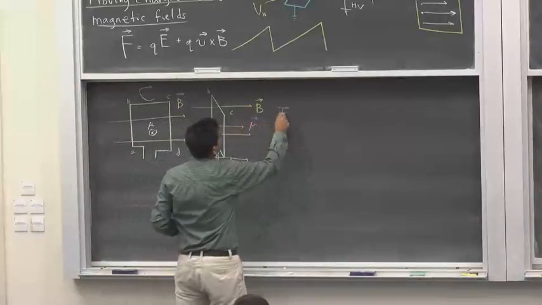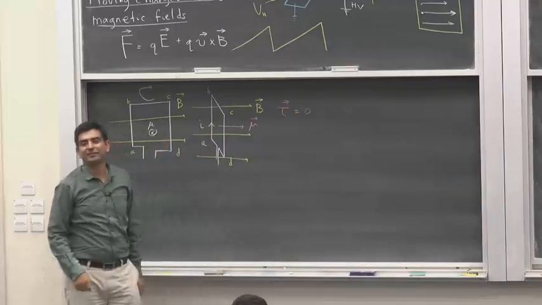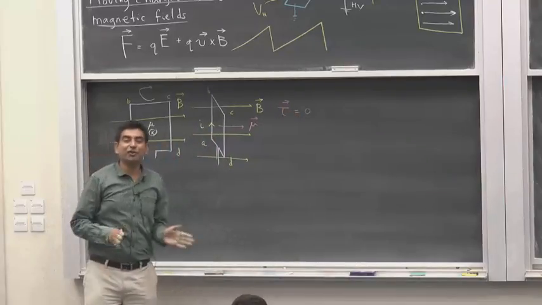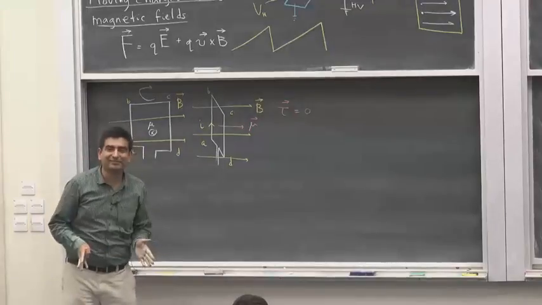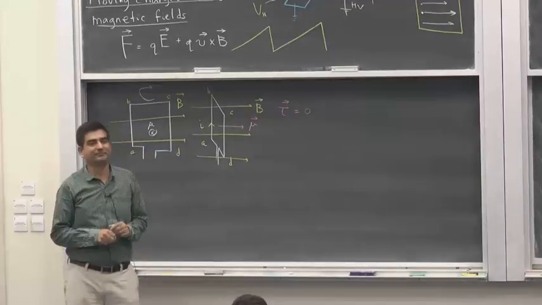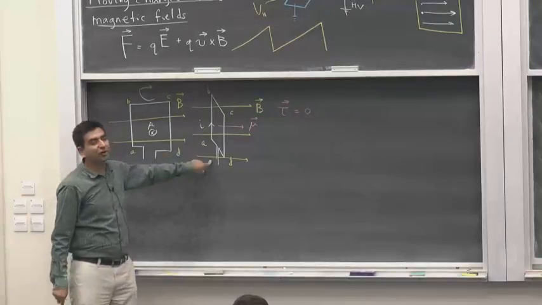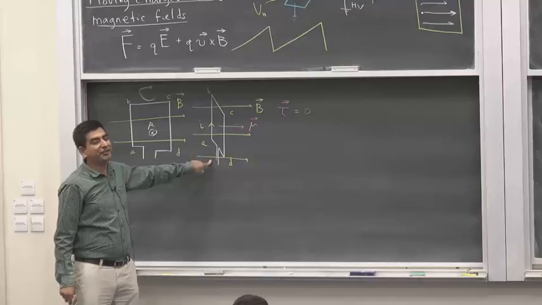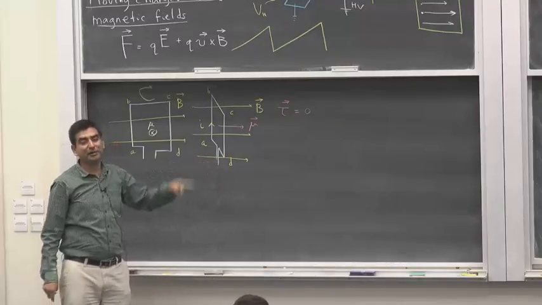Now what is the torque? It's 0, because mu cross B is 0 here. So the torque is not constant; it depends upon the relative angle between the magnetic moment and the magnetic field. So here the torque is maximum, here the torque is minimum. And the variation of the torque goes as sine theta, where theta is the angle between mu and B.